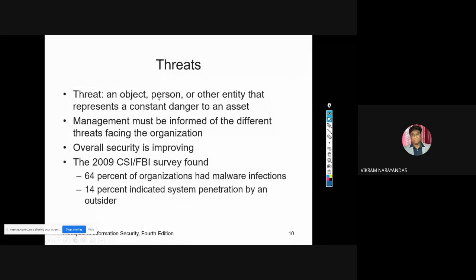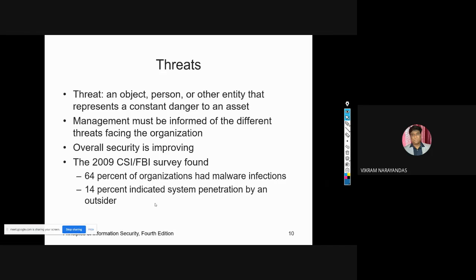Now we'll go for the threat. So what is a threat? How are you protecting your information or asset from the threat here? Okay. We'll start the class now.